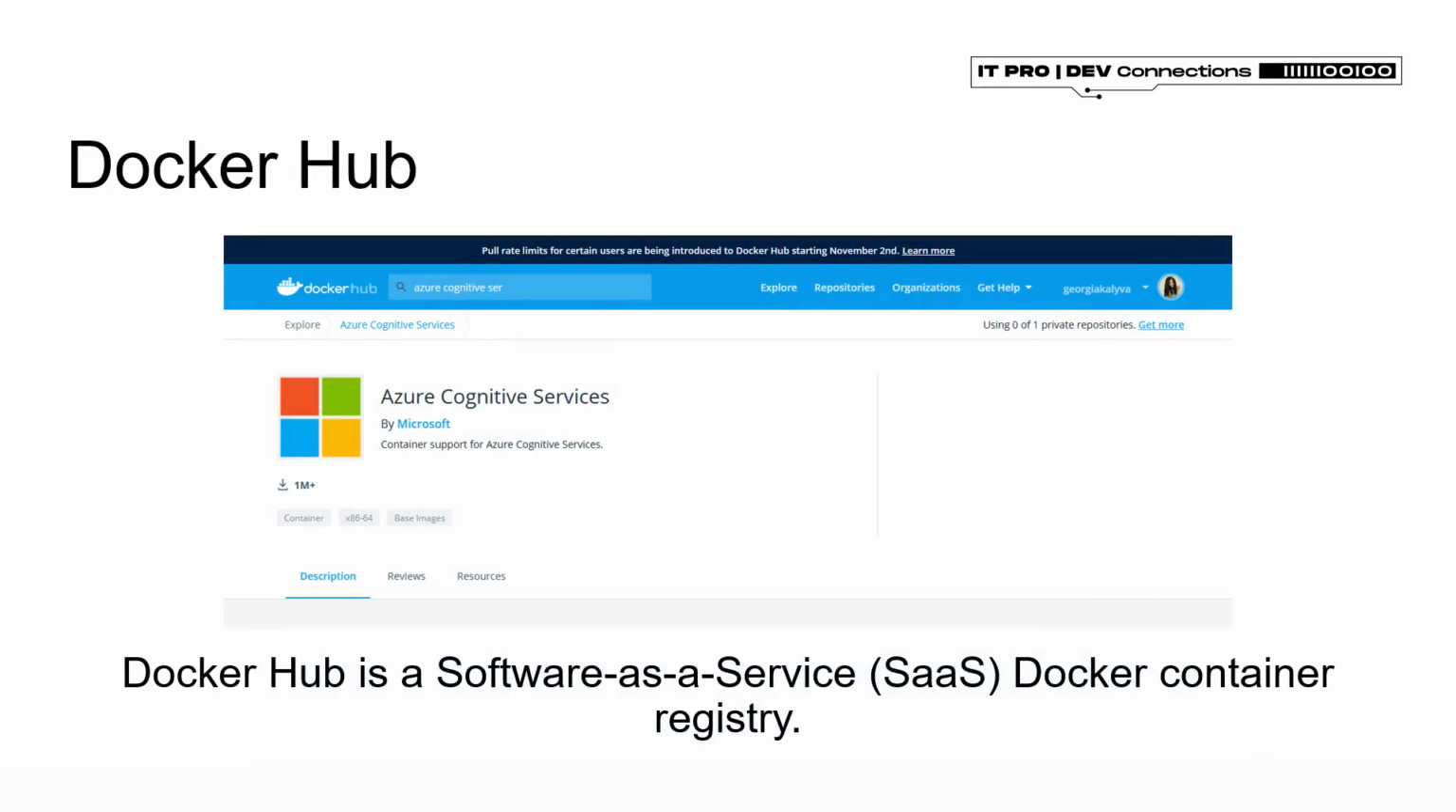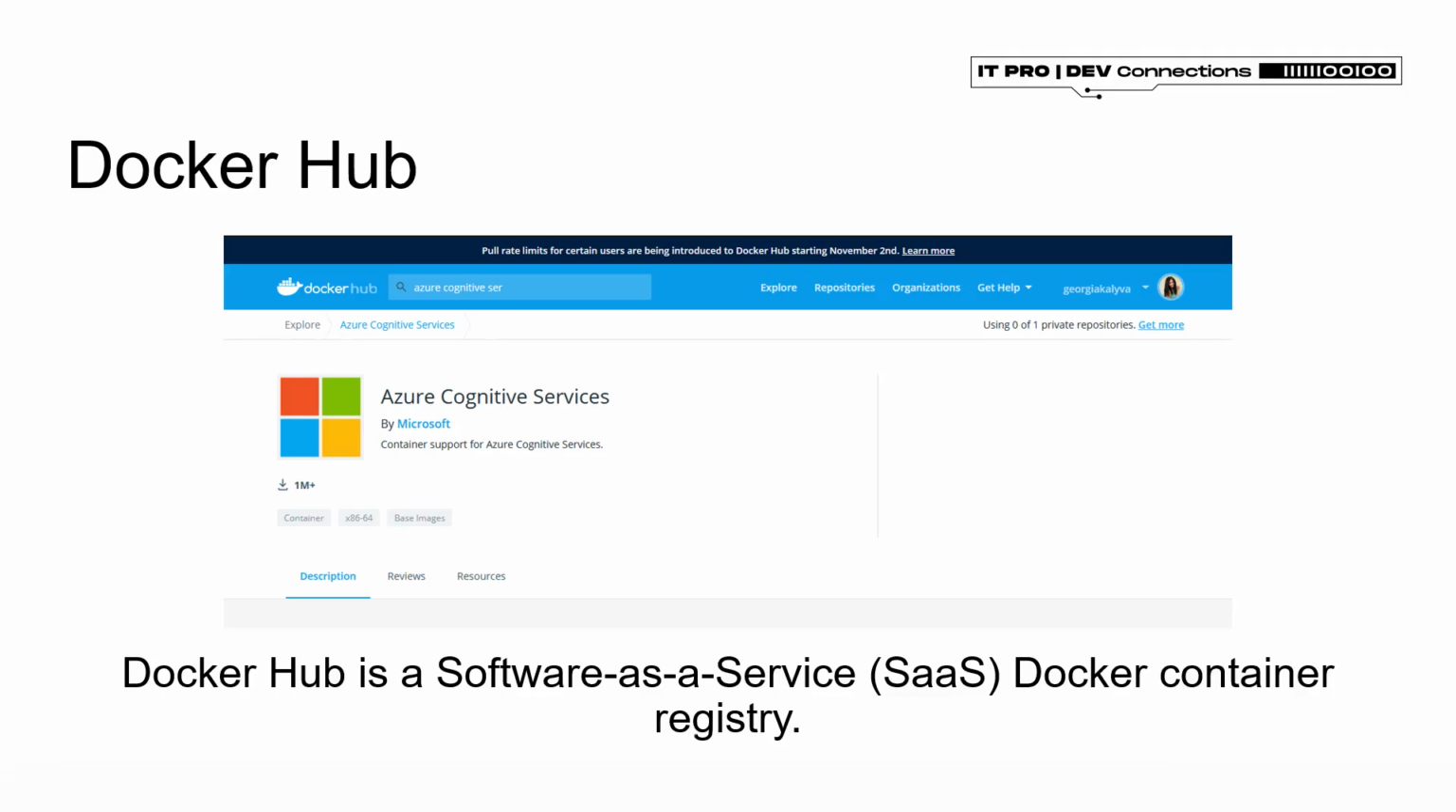Another thing we're going to be talking about today is the Docker Hub. Docker Hub is a software as a service Docker container registry. Docker registries are repositories, in essence, that we use to store and distribute the container images we create. So Docker Hub is the default public registry Docker uses for image management. Keep in mind that you can create and use a private Docker registry, or use a cloud provider to create your own Docker registry.